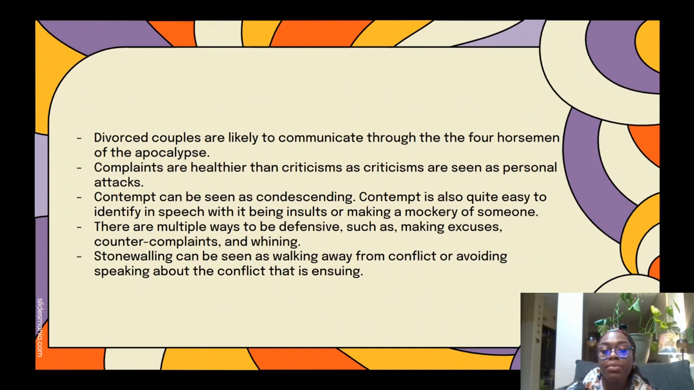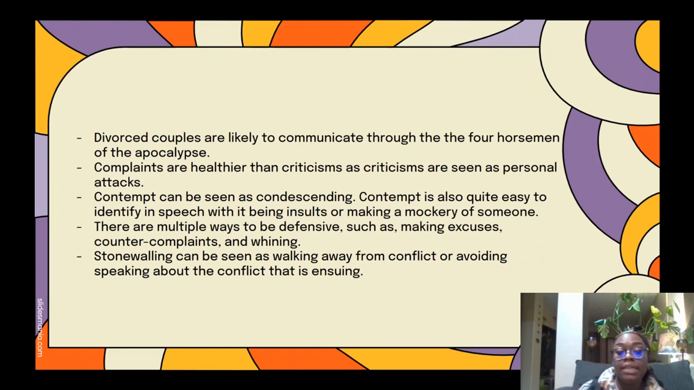So, divorced couples are more likely to communicate through the four horsemen of the apocalypse, which is kind of why they're divorced. They couldn't figure out how to effectively communicate with each other. And then complaints are seen as healthier than criticism because criticisms are personal attacks, while complaints can be something that's validated and is actually a real ongoing issue within a relationship. And then contempt can be seen as condescending.